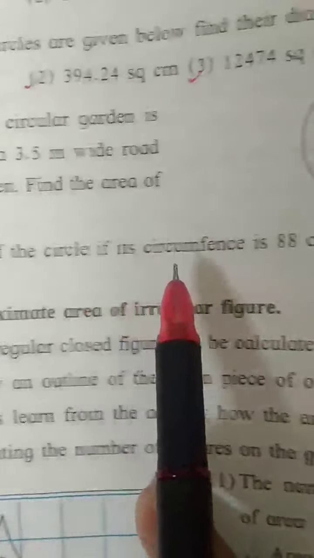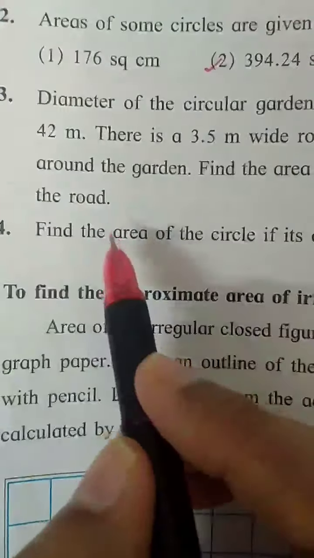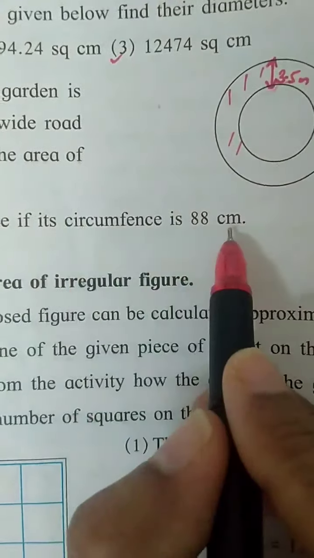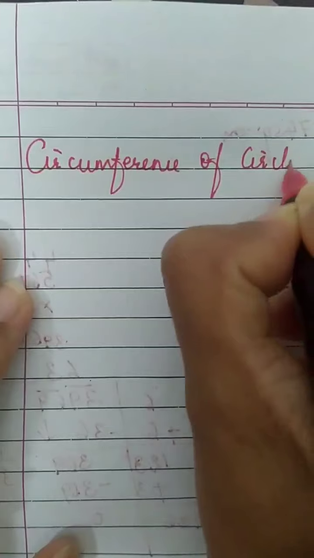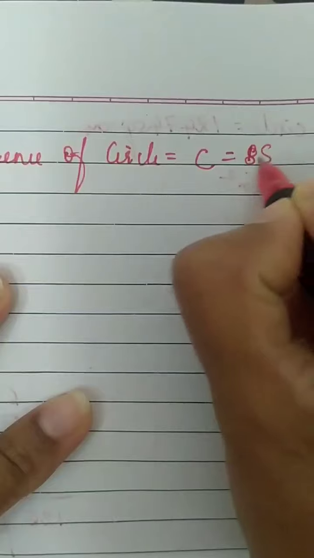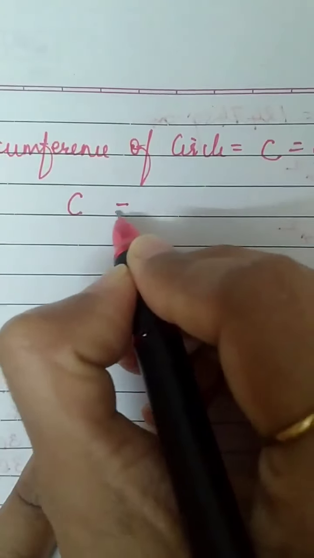Find the area of a circle if its circumference is 88 centimeter. Circumference is given. To find area, we need radius. From where will we get radius? From circumference. So the first step, you will write circumference of the circle. C, no? C for circumference is equal to 88 centimeter. Sum number 4. We want radius.